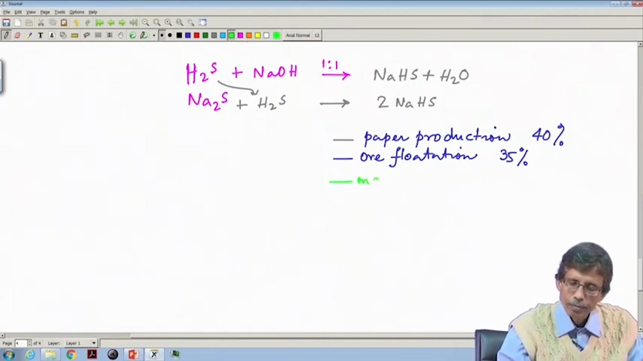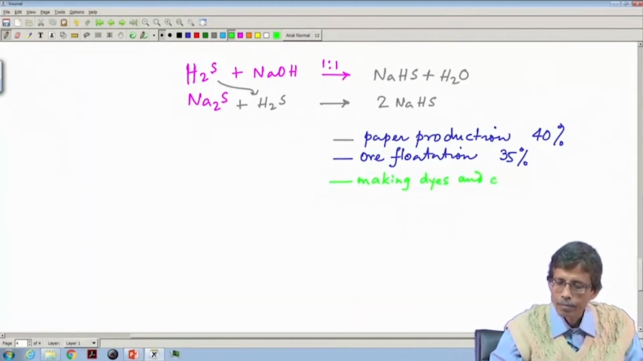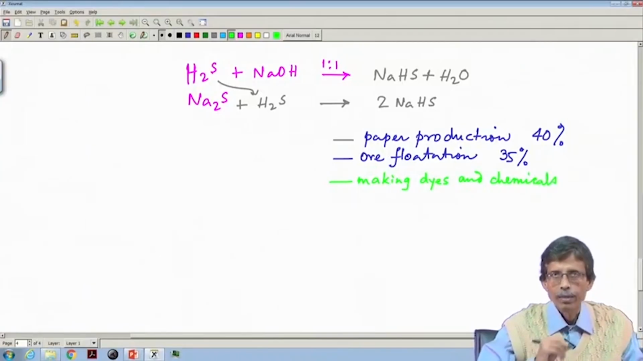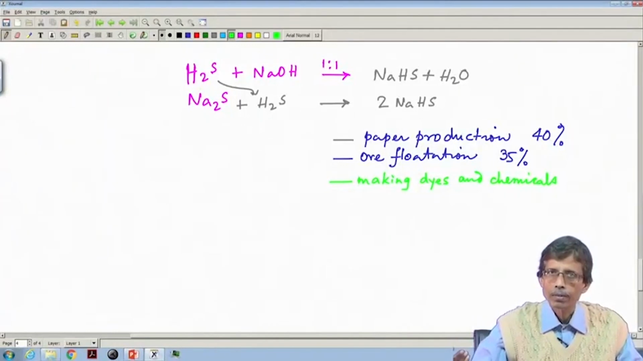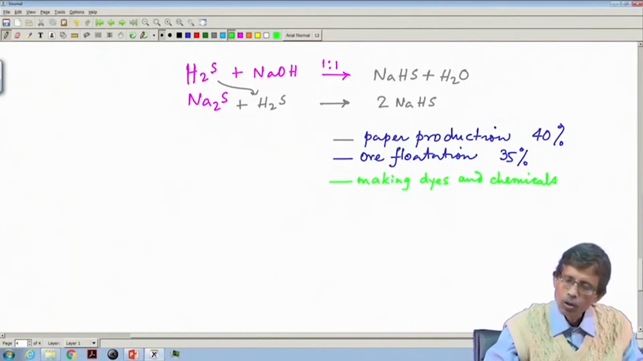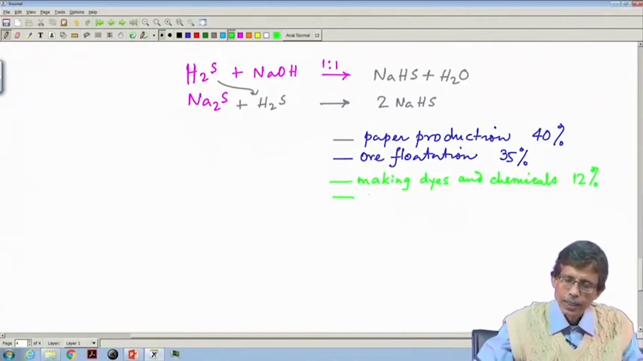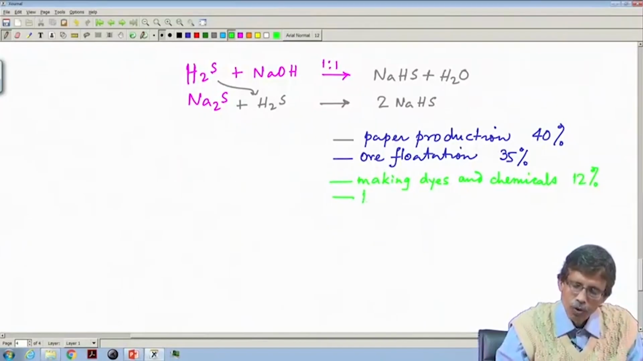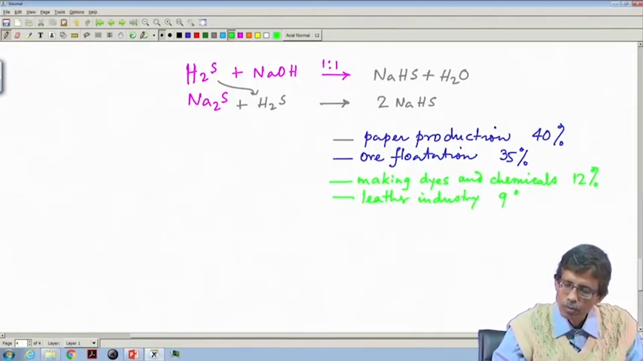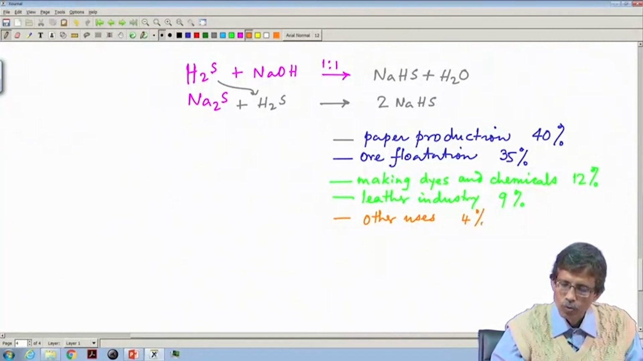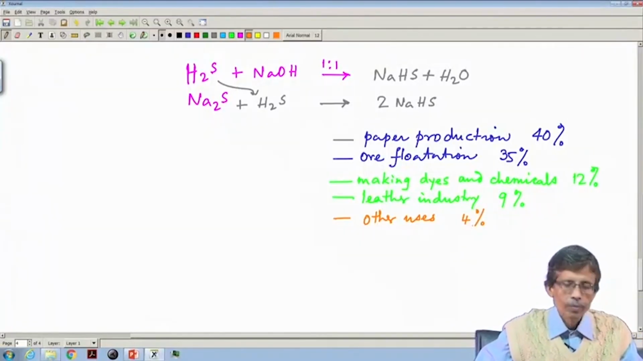Then for making dyes and chemicals, including the pharmaceuticals, the agrochemicals, in the food industry, everywhere. This is also a very good component, that means about 12%. This is a global picture, globally we use it. Then less amount for the leather industry, which is about 9%, and other uses about 4%.